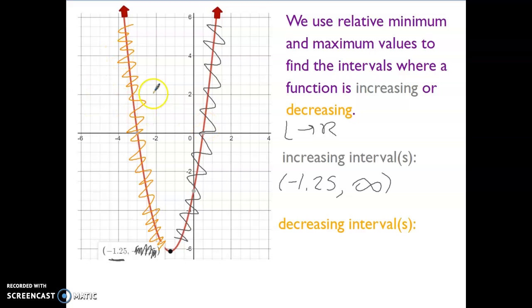So again, I'm going to go left to right. This arrow tells me that the farthest left it's going to go is negative infinity. And it's going to continue decreasing, decrease, decrease, until it gets right here, and then it's going to turn and start increasing. So again, I'm going to use that negative 1.25 point, but I'm going to put parentheses, an open interval, because actually at negative 1.25, it is neither increasing nor decreasing.